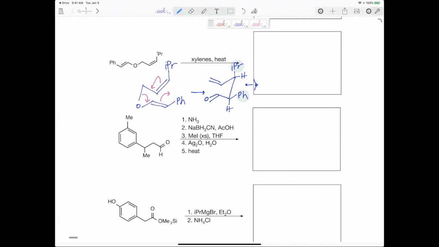Yeah, it's gonna be anti, right? So just gonna linearize it. That was really horrible. Sorry about that. Okay, so we have the phenyl right here, and the isopropyl group right here. And then this is a hydrogen atom here. Okay.